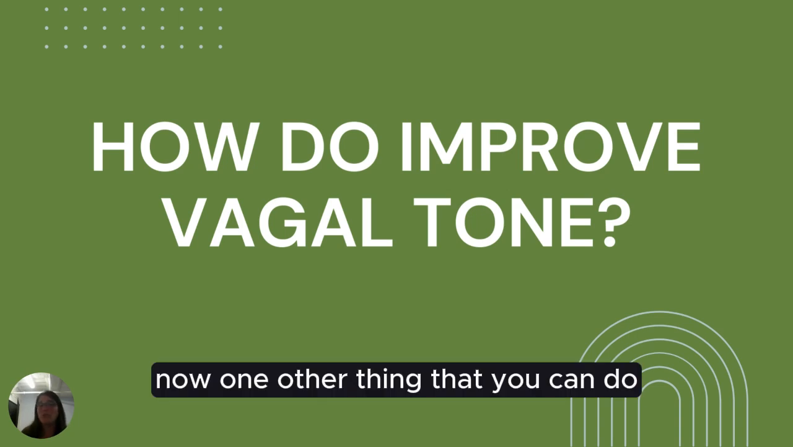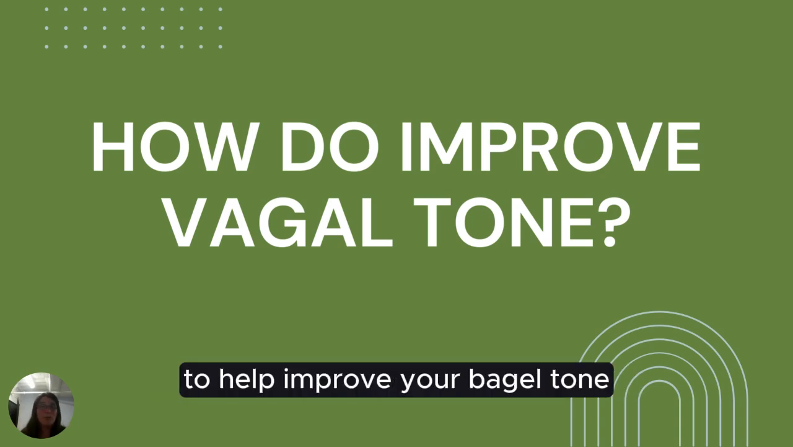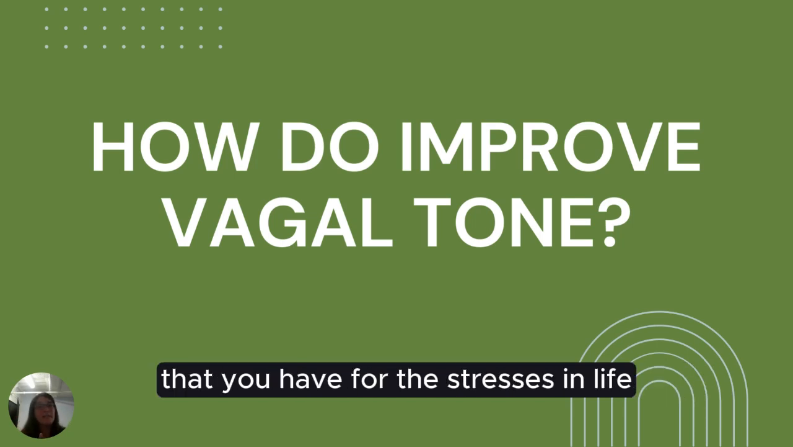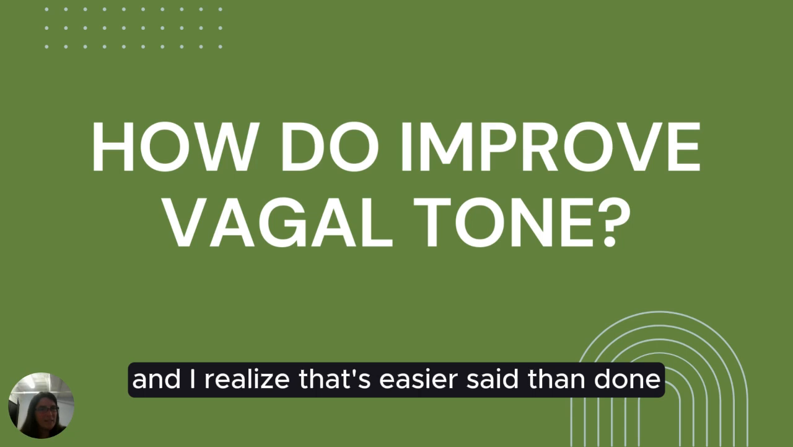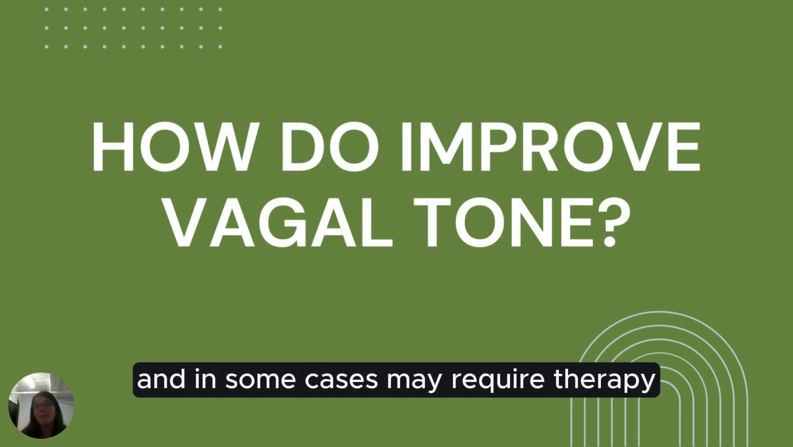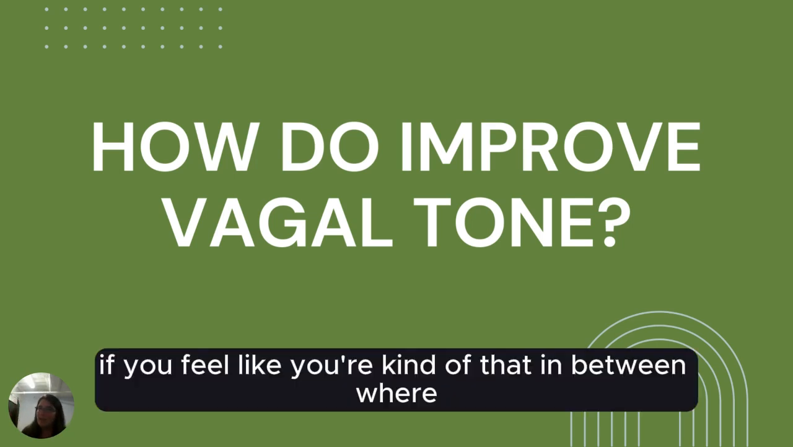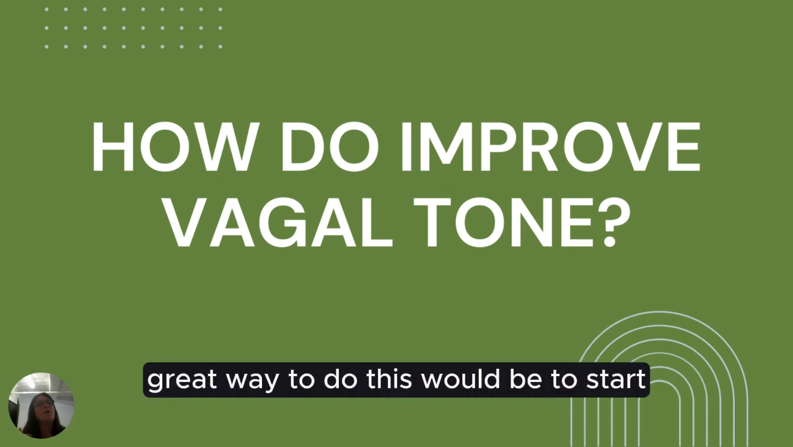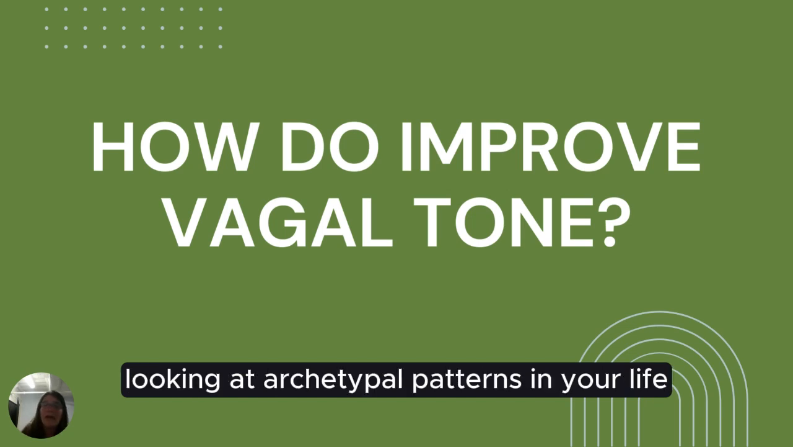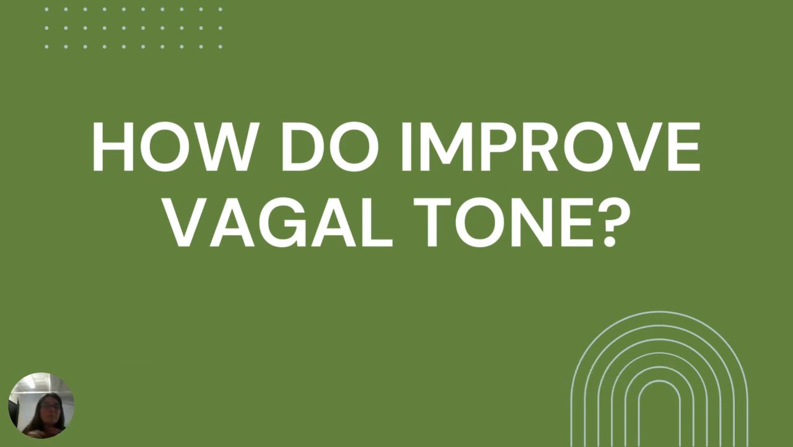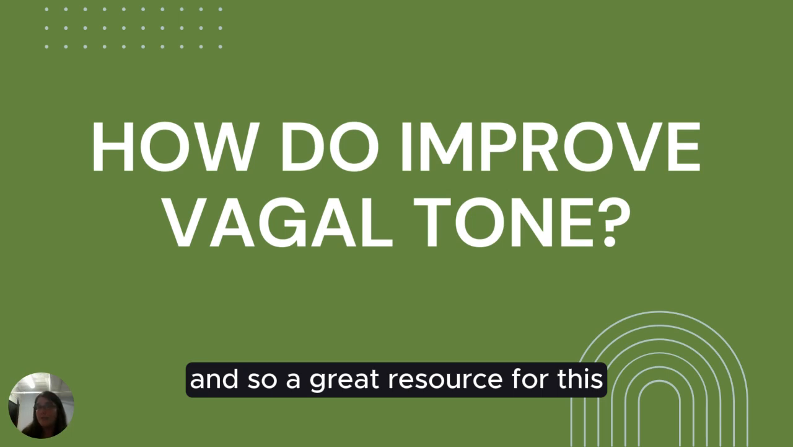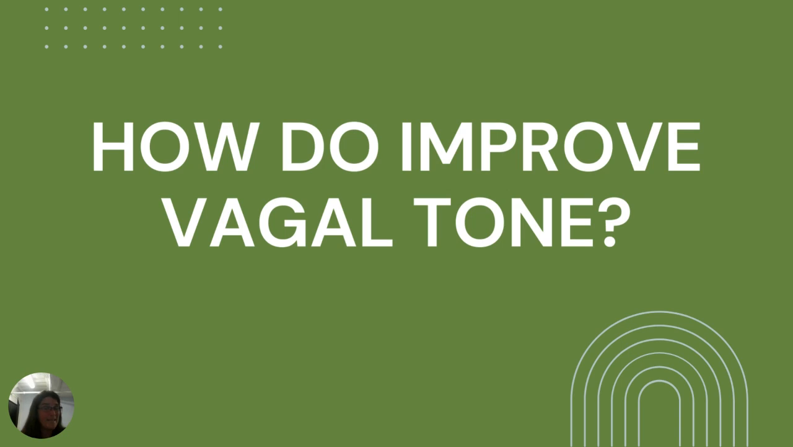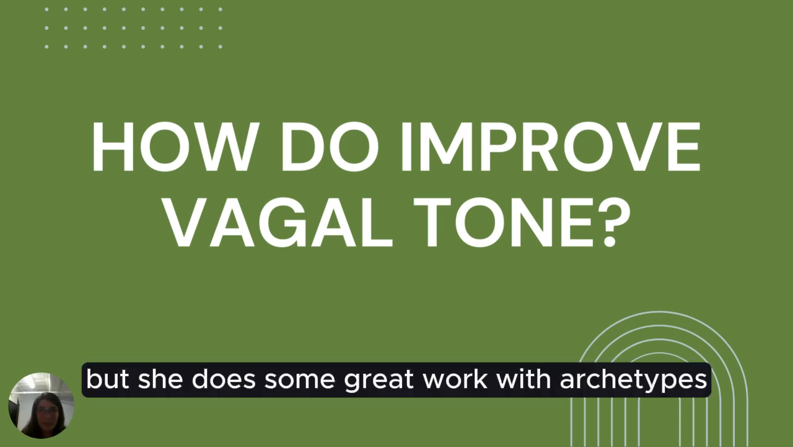Now, one other thing you can do to help improve your vagal tone would be to work on the coping mechanisms that you have for the stresses in life. I realize that's easier said than done, and in some cases may require therapy. If you feel like you're in between, not quite ready for therapy yet, a great way to do this would be to start looking at archetypal patterns in your life. A great resource for this I would recommend is Carolyn Myss. Her last name is spelled M-Y-S-S. She does some great work with archetypes.